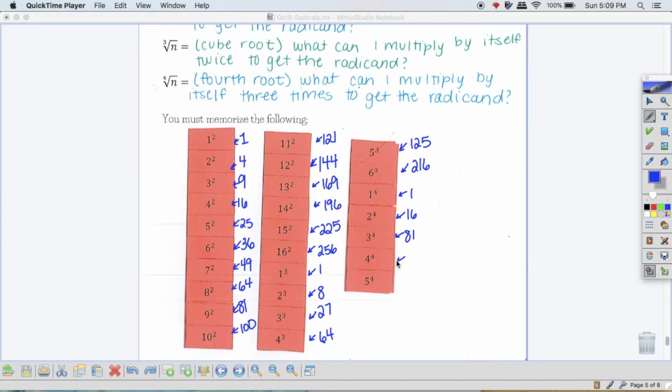Okay, we've got 4 times 4 gives me 16. Times 4 again gives me 64. Times 4 again is going to give me 256. Okay, you'll notice that 16 squared is the same as 4 to the fourth power, which kind of makes sense if you think about it. Okay, and then 5 to the fourth power, we would take that 125 and multiply it by 5 again to get 625. So you need to be familiar with all of these. You need to memorize all of these perfect squares, perfect cubes, and perfect fourth powers.